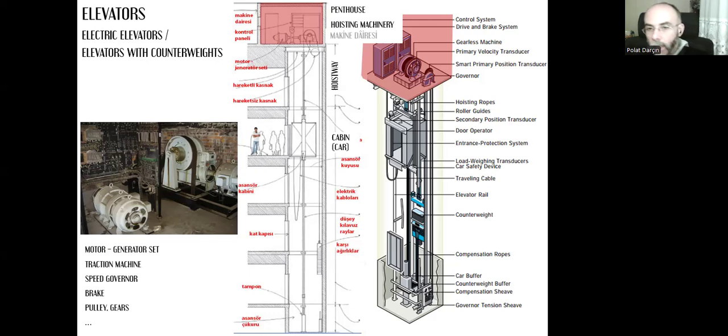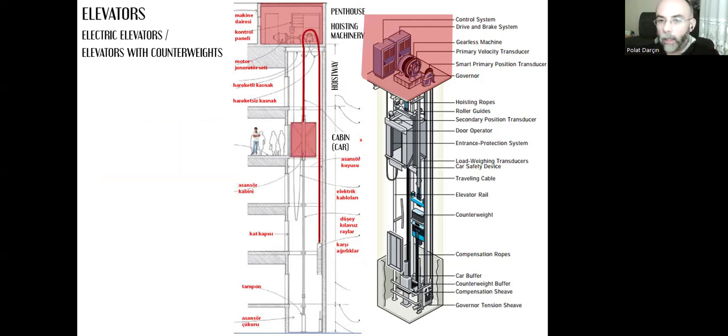All these parts are designed and implemented by a mechanical engineer. So that's not our job. We need to work with a mechanical engineer if we want to design a good elevator. Here, the cabin is related to that machinery with a traveling cable. And at the other end of the cable, we have counterweights, karşı ağırlıklar.